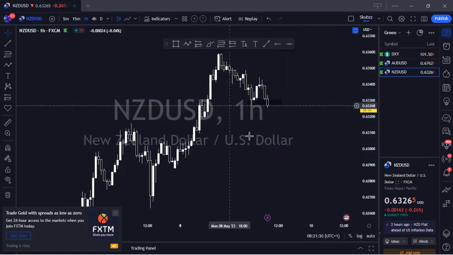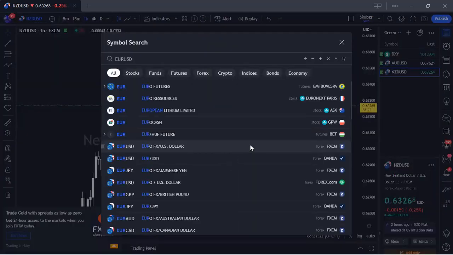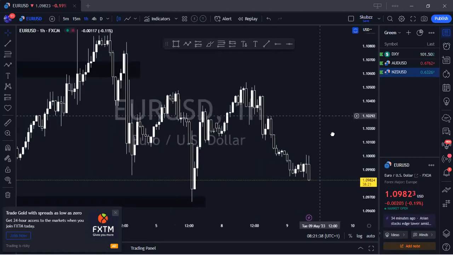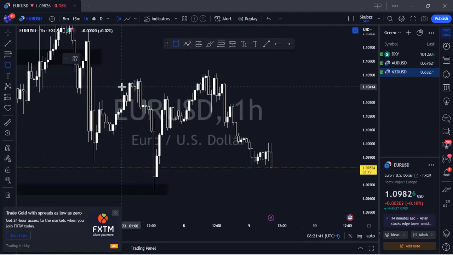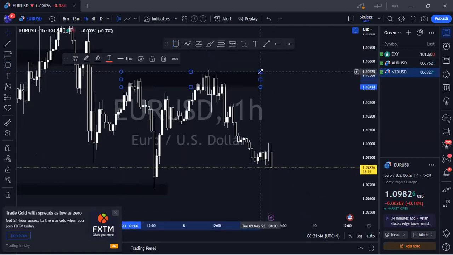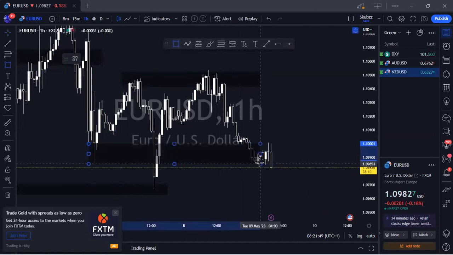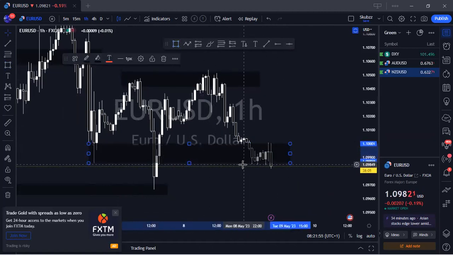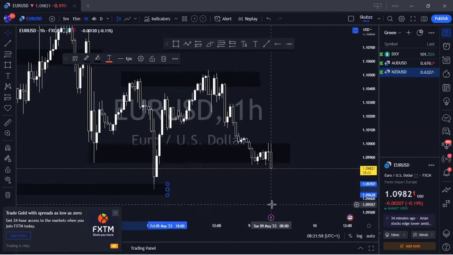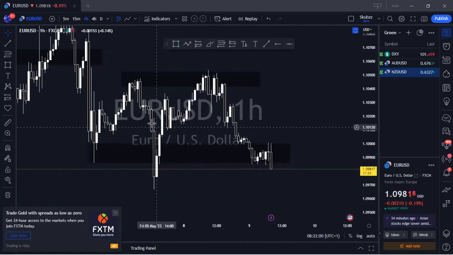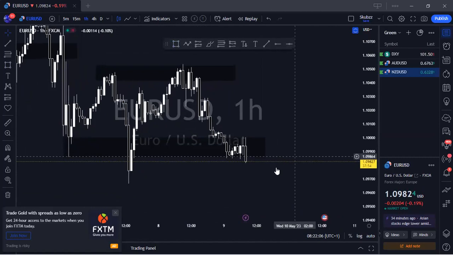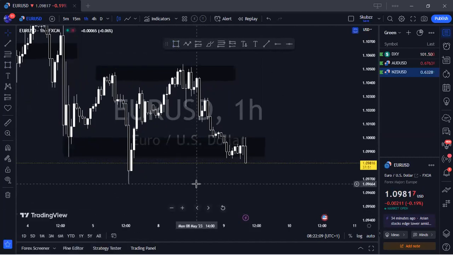EURUSD. Wow, this is a nice range. So we're having equal highs at the top here. Then we have this low here that price has not really broken out of. Do you understand? So it's more or less we're in a range right now. So nothing really to say. We're more or less in the range. So until we exit the range, we will start looking for positions. Any other thing? What about GBPUSD?